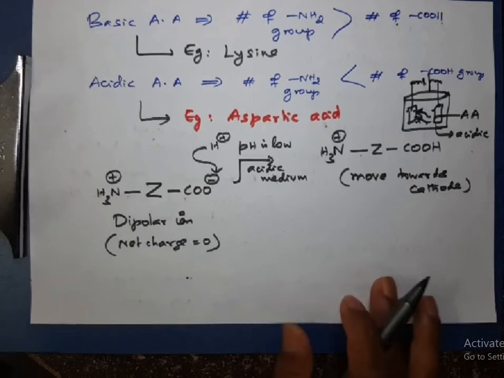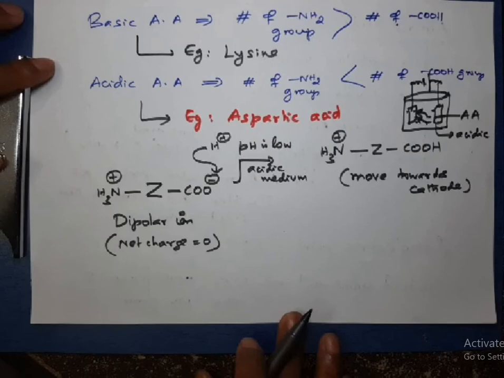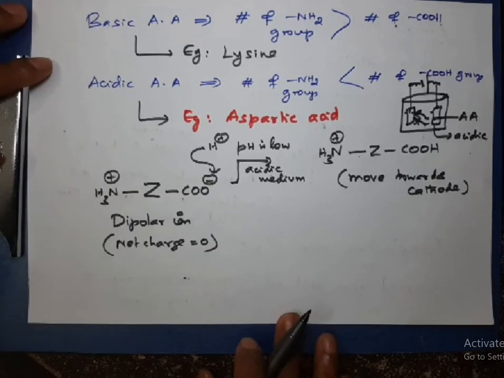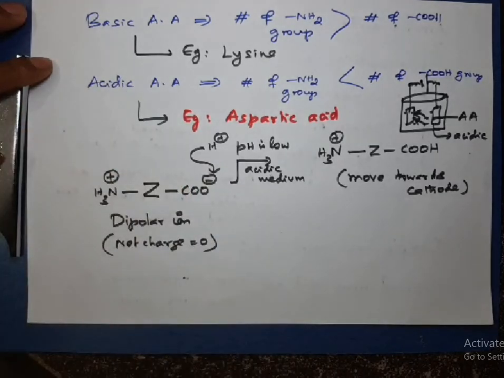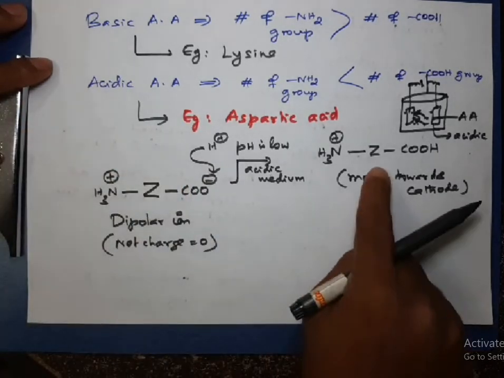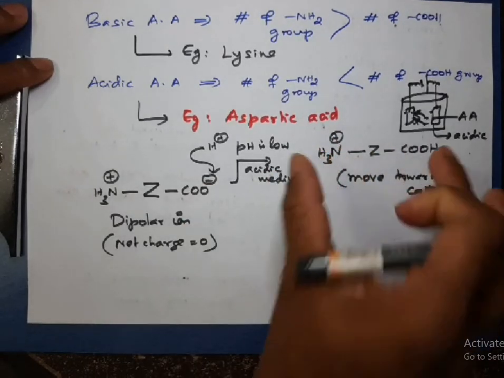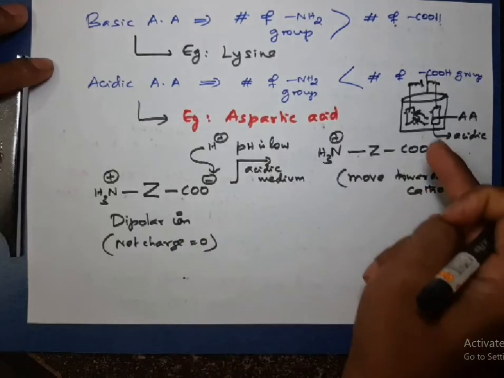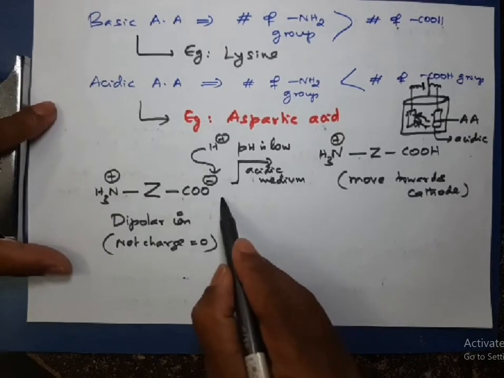Students, are you able to follow this? Why does amino acid move towards the cathode in acidic medium? Can anyone give an explanation for this? Because of the presence of positive charge. In acidic medium, the amino acid molecule carries a net positive charge. Therefore, it moves towards the cathode.